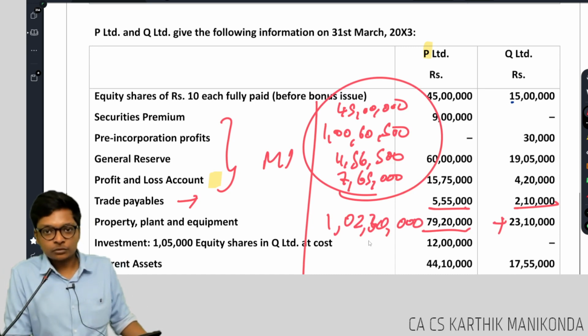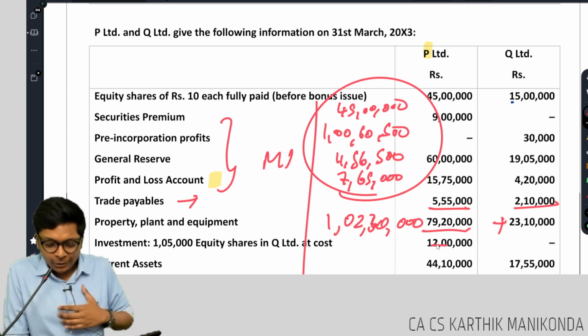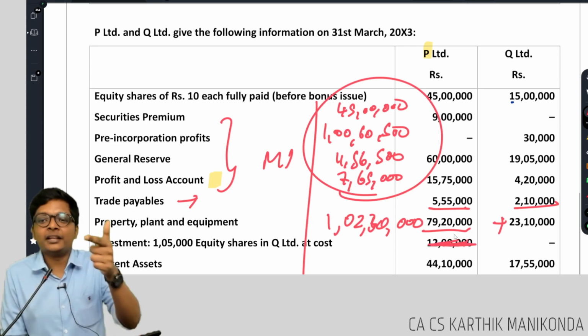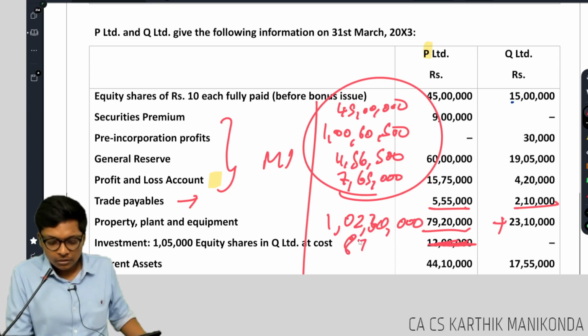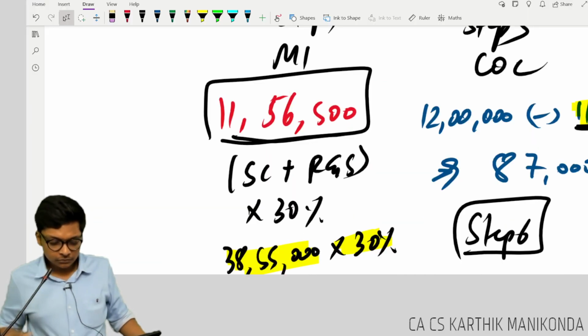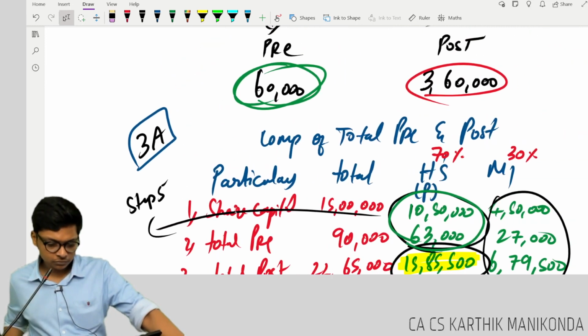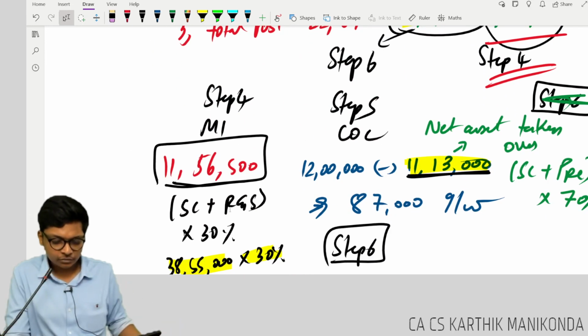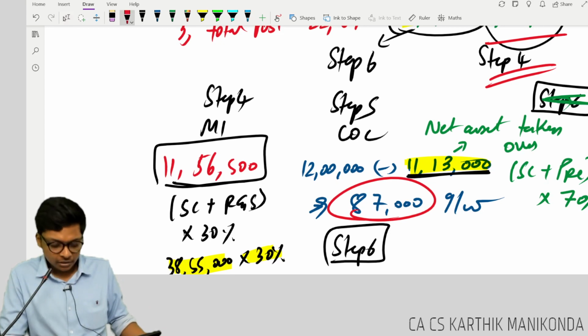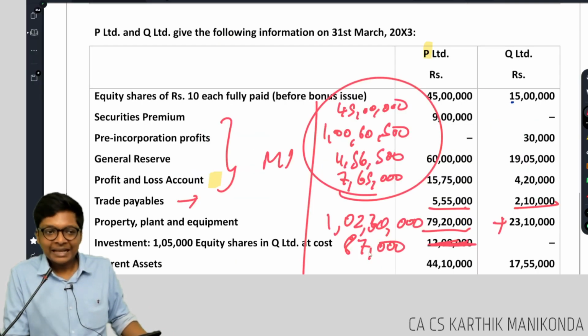Investments, what will I write? Investments of 12 lakh, will it come out? That only we are striking off and replacing with goodwill. How much goodwill? Go up, guys. Here goodwill we computed as 87,000. So goodwill will be 87,000.